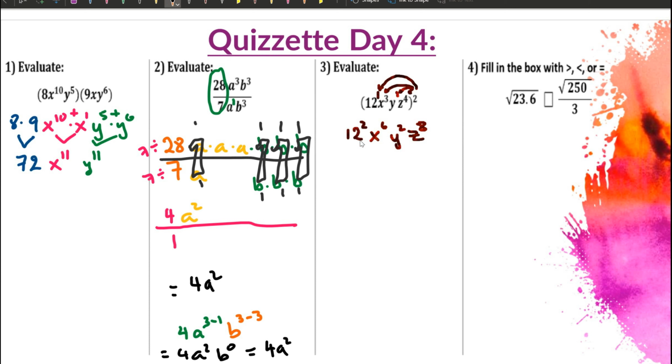12 squared means 12 times 12, which is 144. 12 squared is 144. x to the 6th, y squared, z to the 8th.